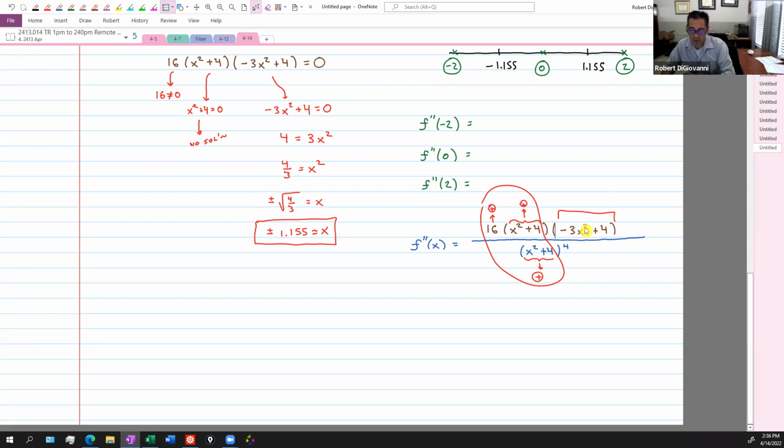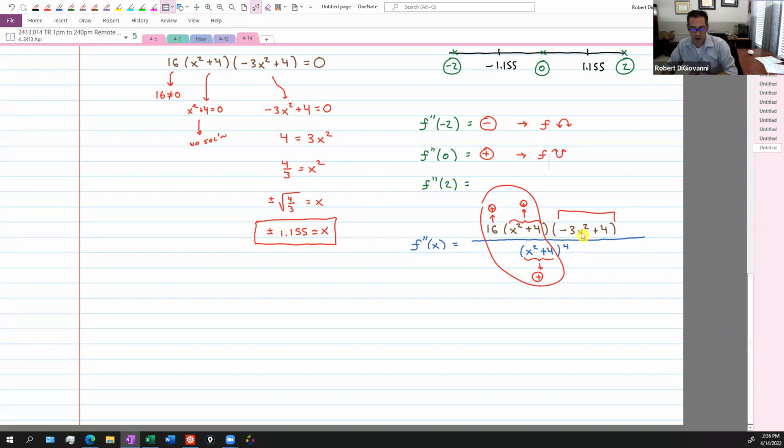Negative 2 squared is 4 times negative 3 is negative 12 plus 4. That's a negative number. So this is a negative number, right? Which means that the original function is unhappy. When I plug 0 into this, I get positive 4. So everything's positive. So now I know that's positive, which means now my original function's happy.